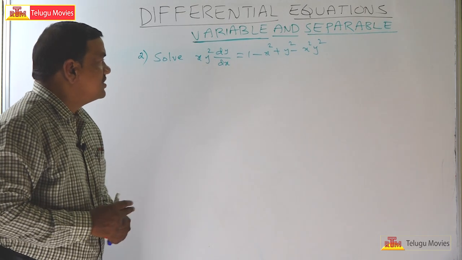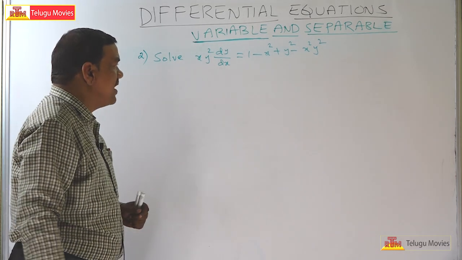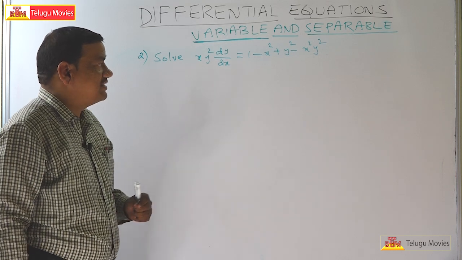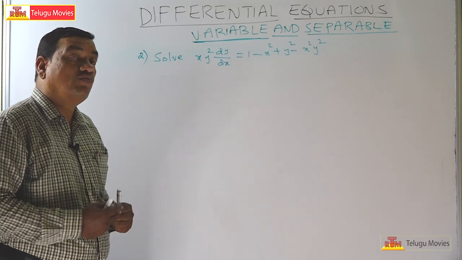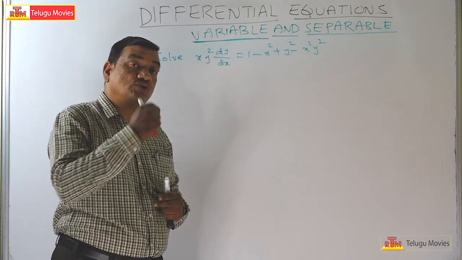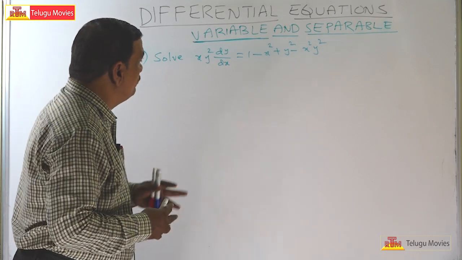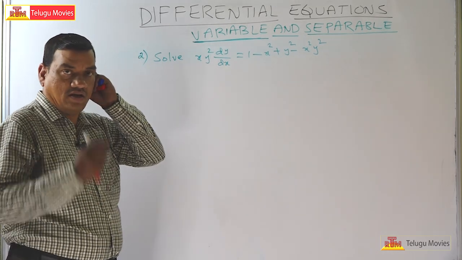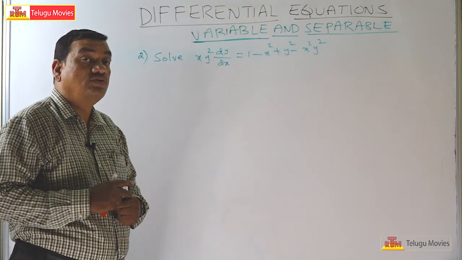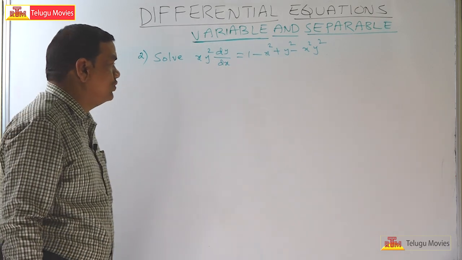Welcome to this second problem. So we have to solve x y square dy by dx is equal to 1 minus x square plus y square minus x square into y square. So this is a differential equation. We have to find out the solution for this differential equation. That means we have to find out the equation of the family of curves whose solution is this. Then how to do this.